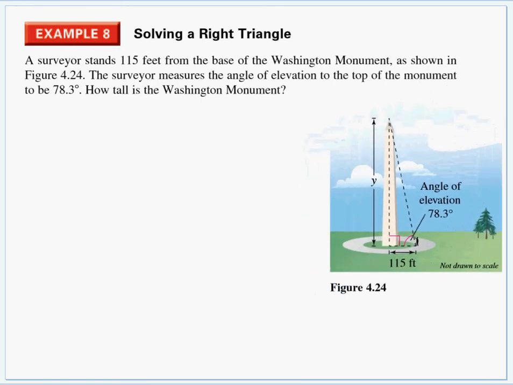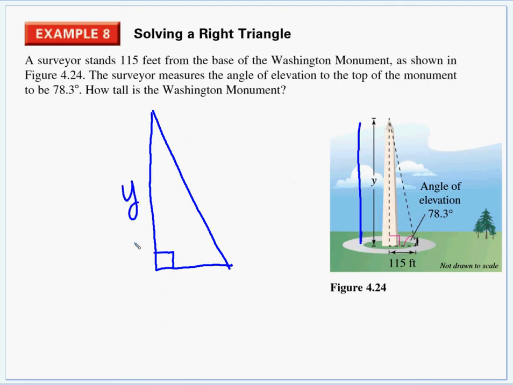Now, a lot of times when the book gives you a picture, it's cluttered up. There's a tree in there, and the clouds are distracting me. I'm going to draw my own fairly terrible triangle here. Here's my right angle. They've labeled this side y for the height. Let's stick with y. This side is 115. And they gave us the angle of elevation to look up at the top of the monument here is 78.3.